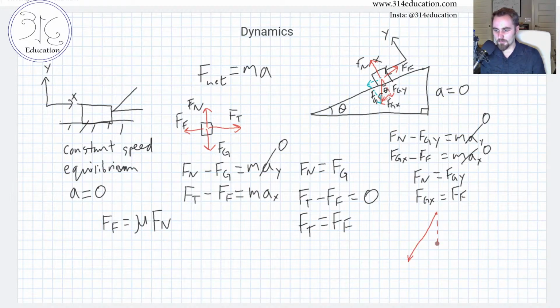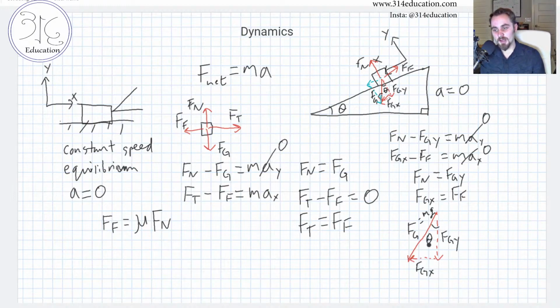And so we have the y component and the x component. And so we know this is our hypotenuse. This is Fg, which is just going to equal mass times the acceleration due to gravity, g. We have our Fgy, which is what we have up here, and we have our Fgx. And we know the top angle is theta.